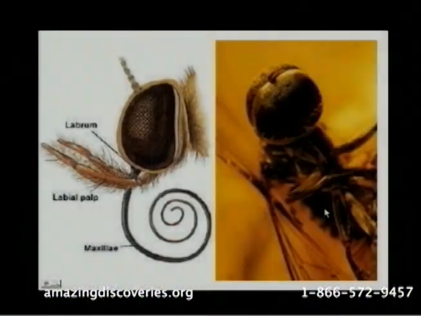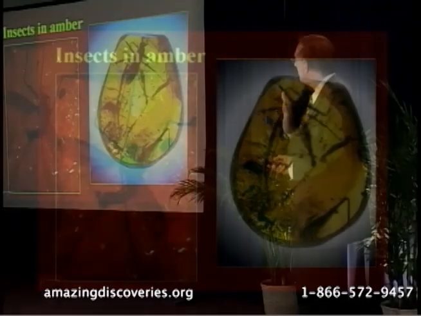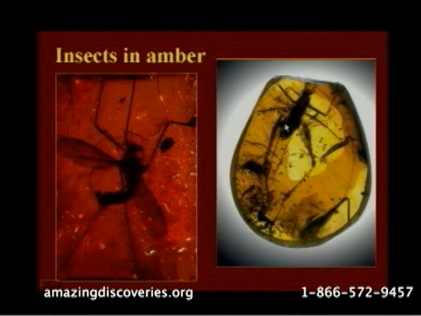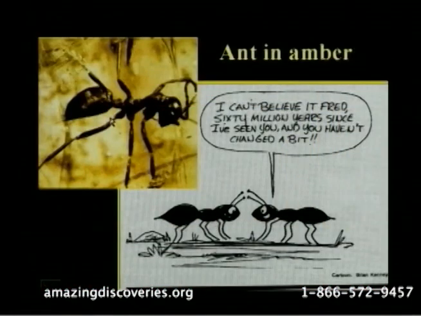No. Here is probably the most ancient insect that you can look at, and there's the eye. This is in amber. This is a fossil. Perfect. Perfect. No change. Here's another insect in amber. They're unchanged. Here's a cricket in amber. Unchanged. There is no evidence out there for any change. There's an ant. No wonder this ant is saying to this ant, "I can't believe it, Fred. 60 million years since I've seen you, and you haven't changed a bit."